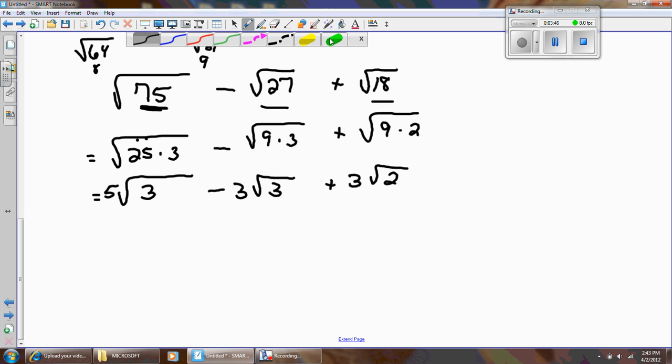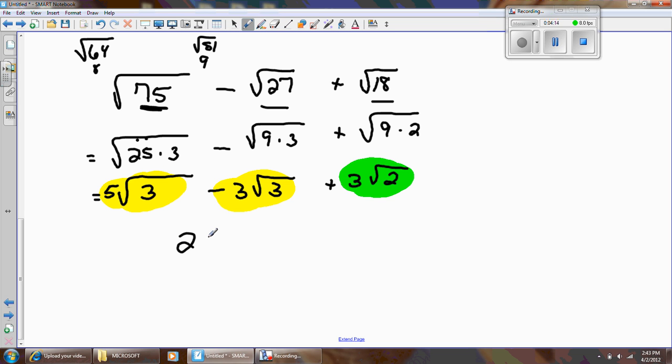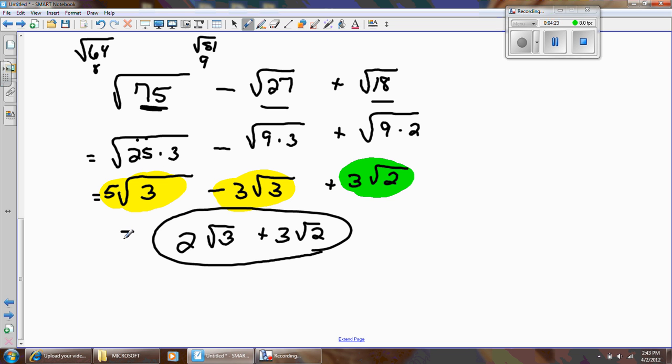Combining the like terms, notice that I have 5 rad 3s right here, and I have a negative 3 rad 3s right here. But this guy right here is a rad 2. I have 3 rad 2s, but I don't have any more rad 3s, so I can't combine the yellow with the green. So, combining the yellows, I'm going to get 5 rad 3s, take away 3 rad 3s, well, that leaves 2 rad 3s. And then I have plus 3 rad 2. I cannot put anything else together. Have I said that enough times, Zach? I cannot put those together. Why not? Because the rads aren't exactly the same.